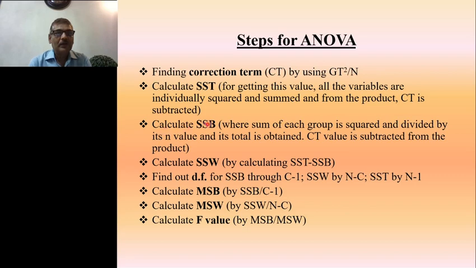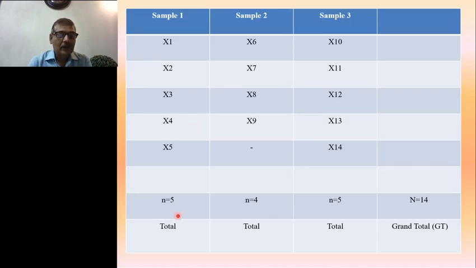In the third step, SSB is required. For calculating SSB, we take the total of a specific column or a specific group. This total value will be squared, and it will be divided by the number of variables of this group. So 5 variables are there. Likewise, the total of column 2 or sample 2 will be squared and divided by the number of variables considered in this column, so 4.